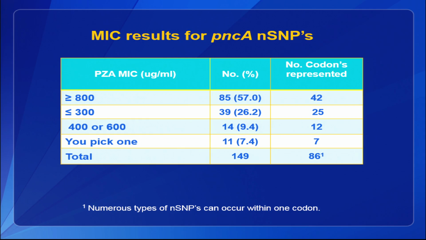Just to summarize those results, if you look at the MICs for these various SNPs, you'll see a lot of them had an MIC greater than or equal to 800 micrograms per mil. That was affecting 85 strains, 57% of them, and affected 42 different codons. Then we had some that were less than or equal to 300, and some 400 to 600, and then we had some we call pick one. We test the strain 4 or 5 times, and we get 4 or 5 different answers.